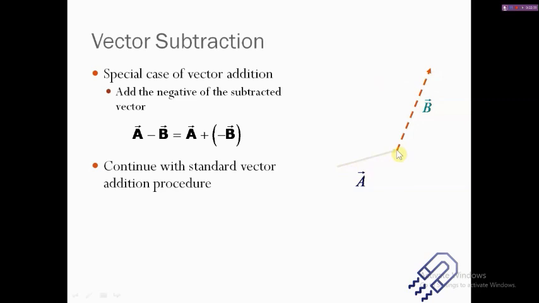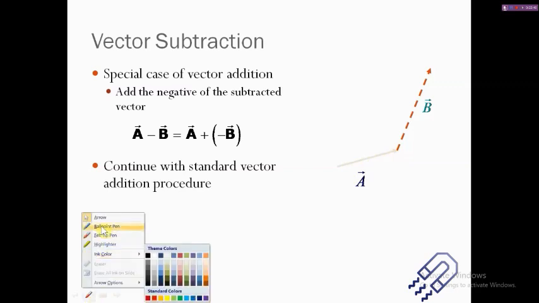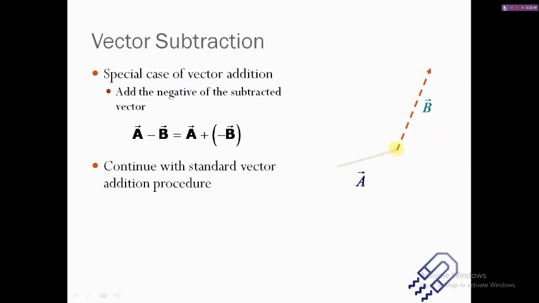Okay, so the ending point of A and the ending point of B are at the same point. So you see that if I draw it this way, A is here and B is here, and then B goes in this direction, right? Suppose this is the case. Suppose A has magnitude 5, and let's say B has magnitude 10, right?